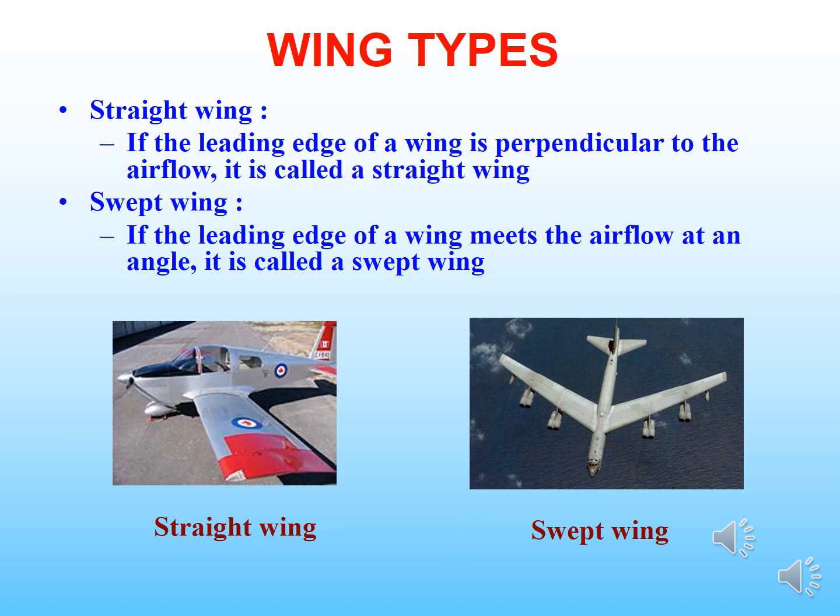There are several types of wings. Most importantly, it is classified as straight wing and swept wing. If the leading edge of a wing is perpendicular to the airflow, then it is called a straight wing. In case the leading edge meets the airflow at an angle to the direction of the flow, then it is called a swept wing.